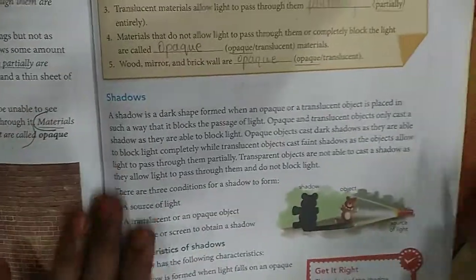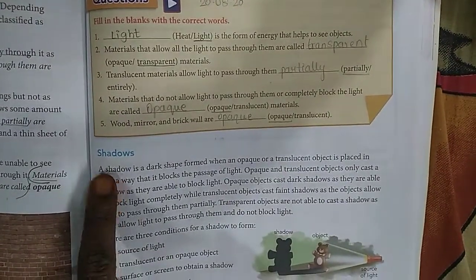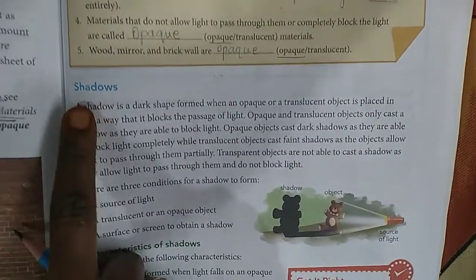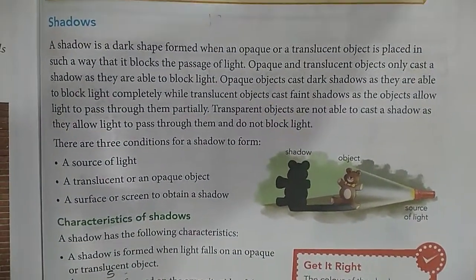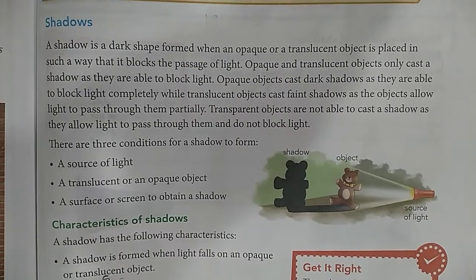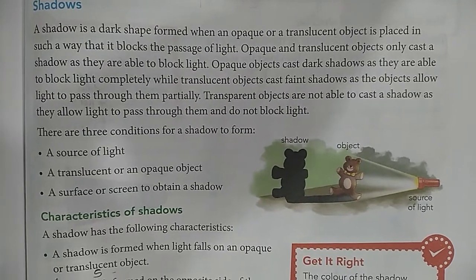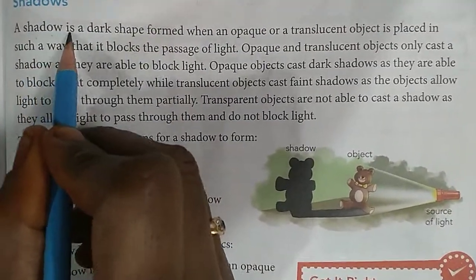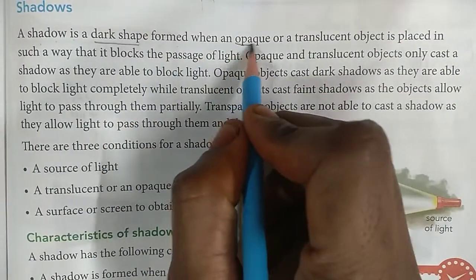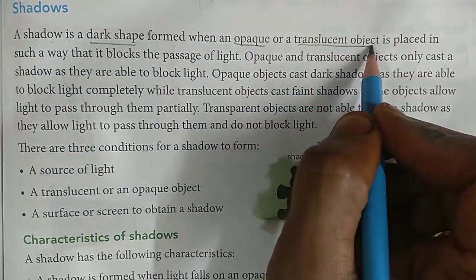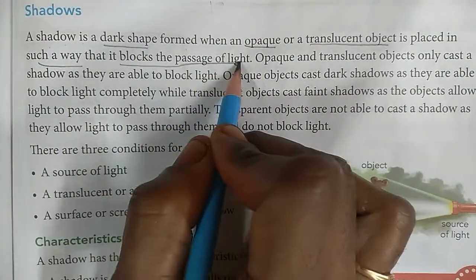Coming to the next page, 119, we are going to learn about shadows. Okay. So first, what is a shadow? What does shadow mean? You can see your shadow only in the afternoon, right? Only in the afternoon you can see the shadow. So a shadow is a dark shape that is formed when an opaque or translucent object is placed in such a way that it blocks the passage of light.